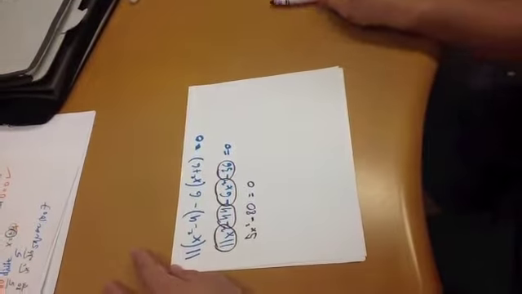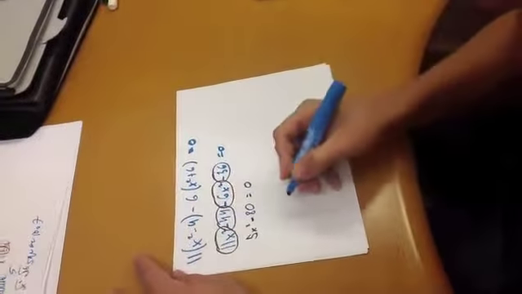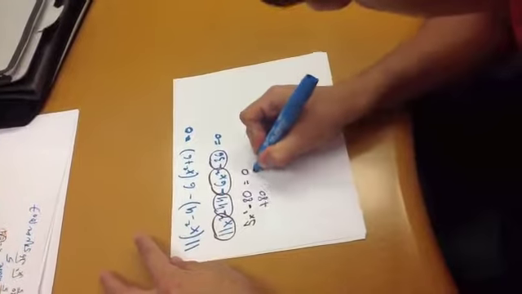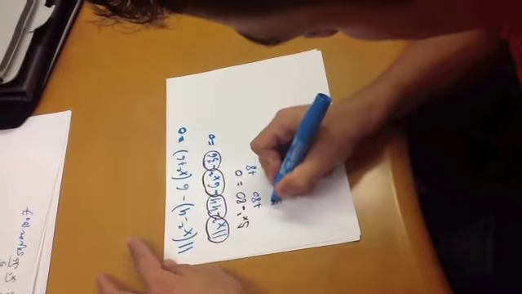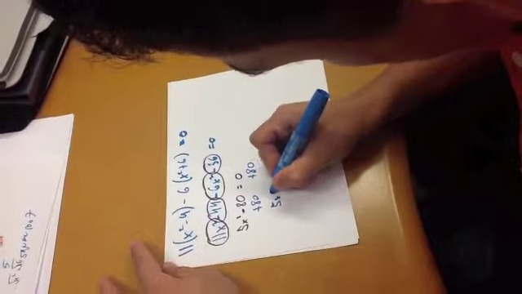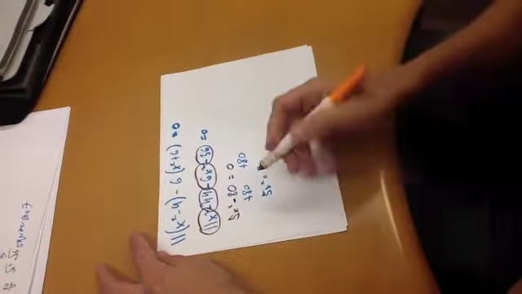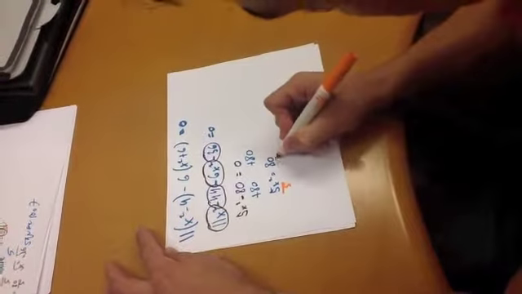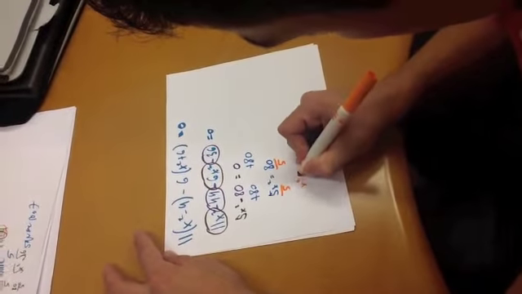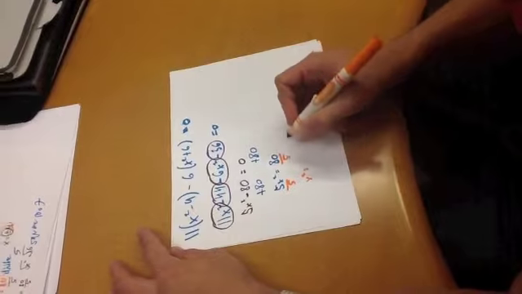Okay, perfect. So now as we go on, we're going to add the 80 to both sides. So we have 5x squared is equal to 80. And now what we're going to do is divide by 5. So we have x squared is equal to 16.